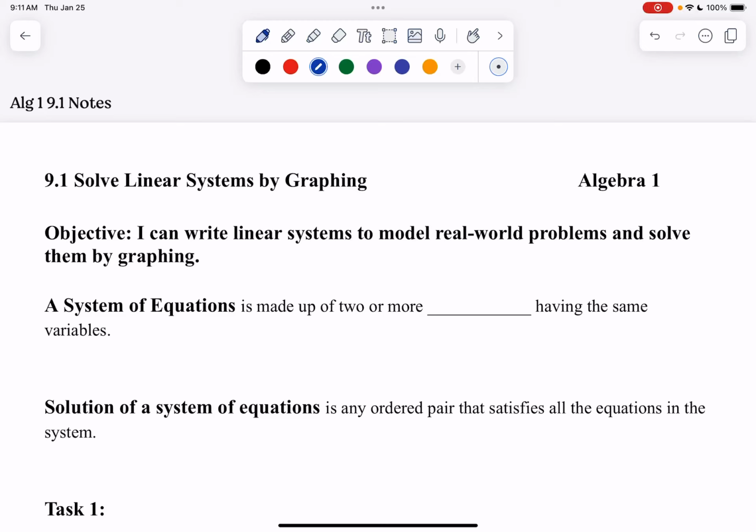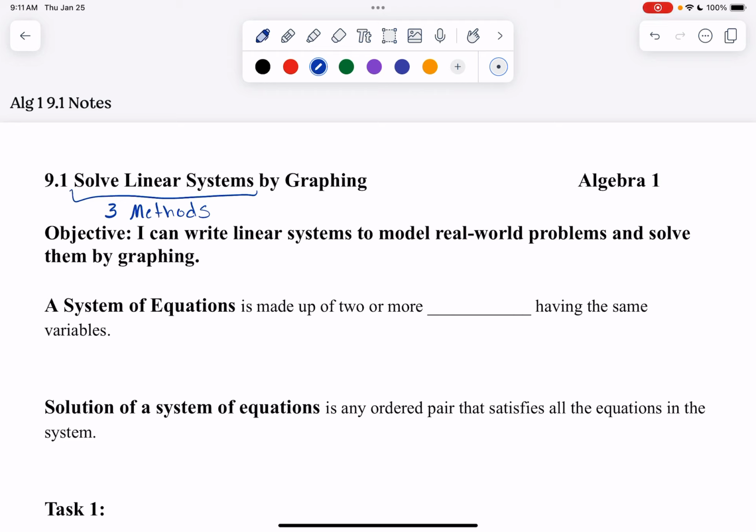Okay, today we are going to be solving linear systems by graphing. We're going to learn basically three methods for solving a linear system. There are three main methods. Each of them has its place depending on the type of system, how the system is written. They all are useful. Some are easier than others depending on the system. But we're going to learn those three methods.